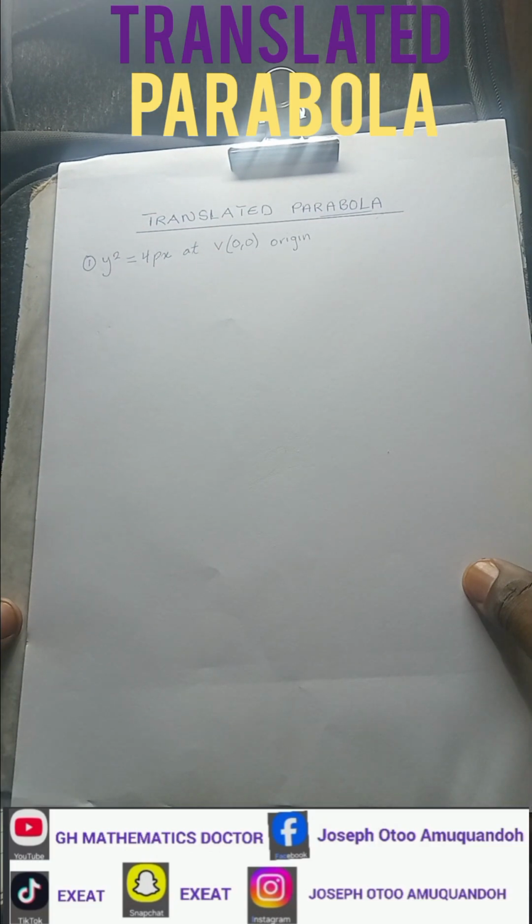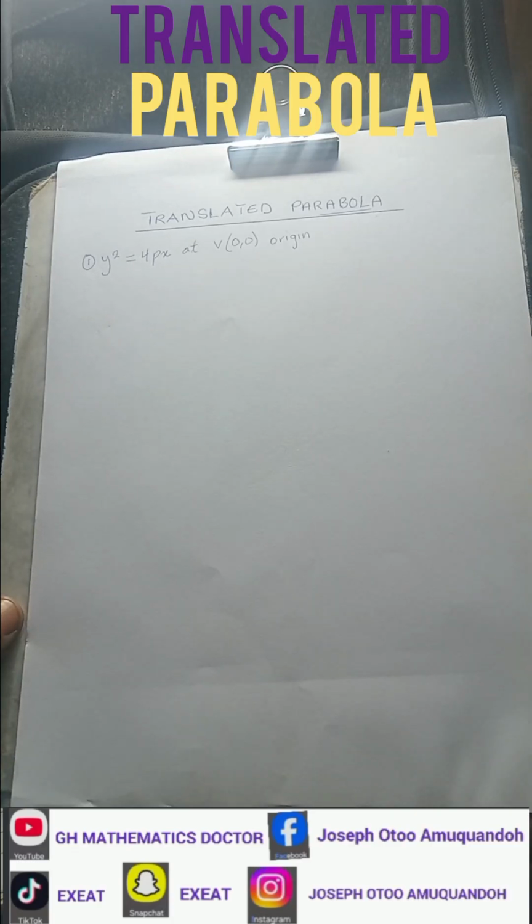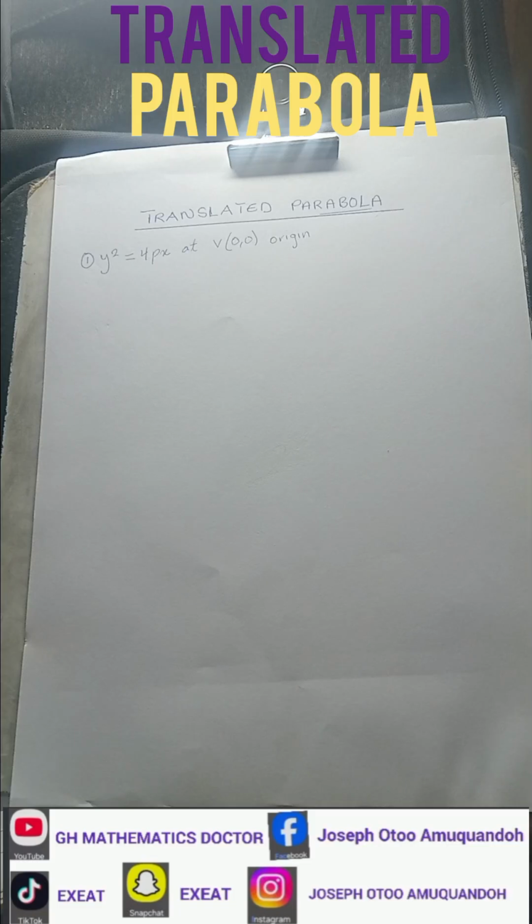Now, we are going to look at when the parabola has been shifted from the origin to a new vertex. In this case, the translation form of this parabola will look like this. So, this equation gives us when the parabola is open to the positive side of the x-axis.